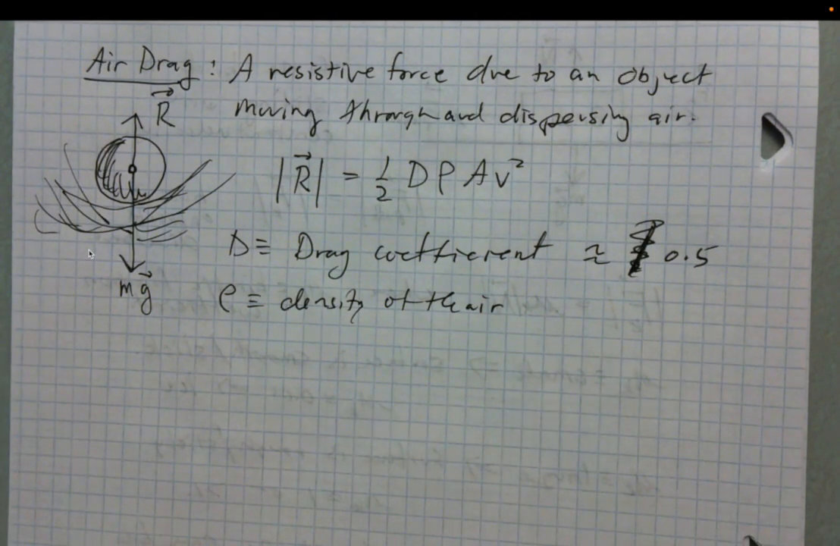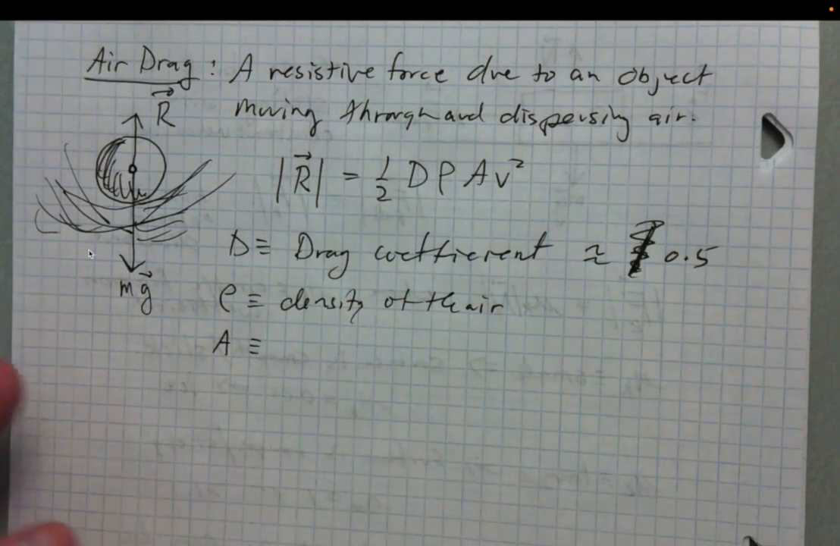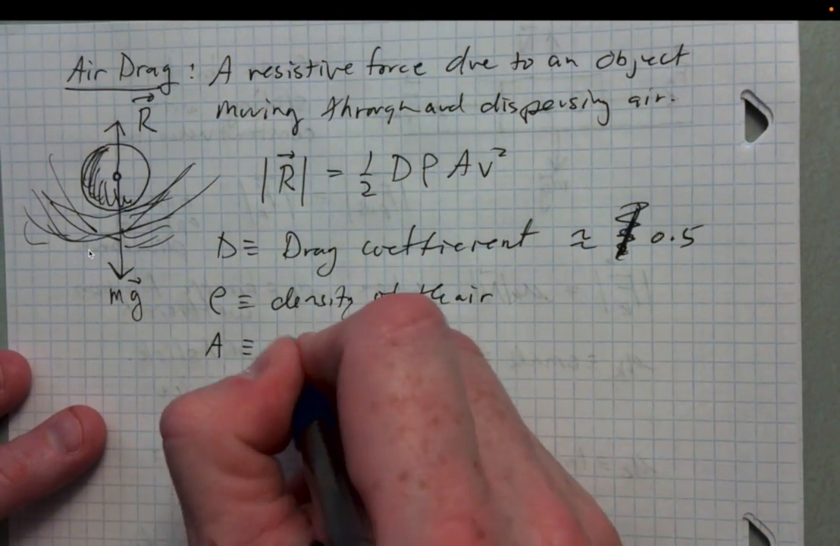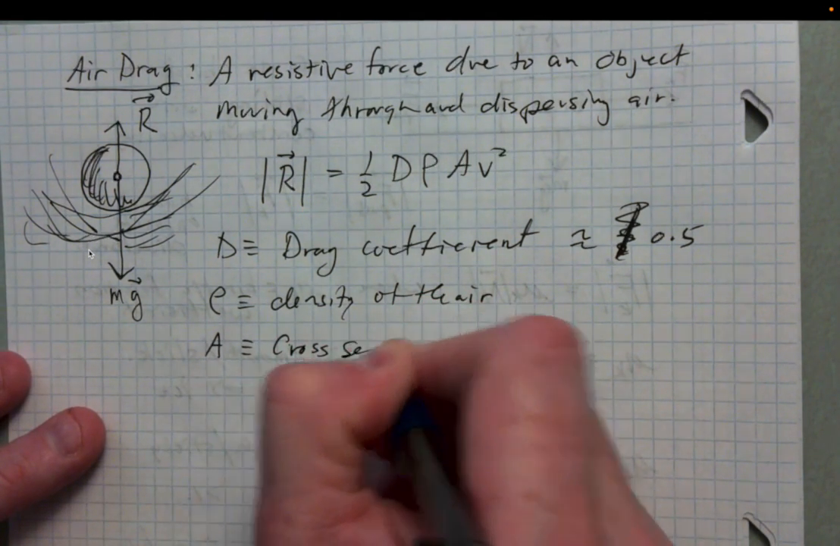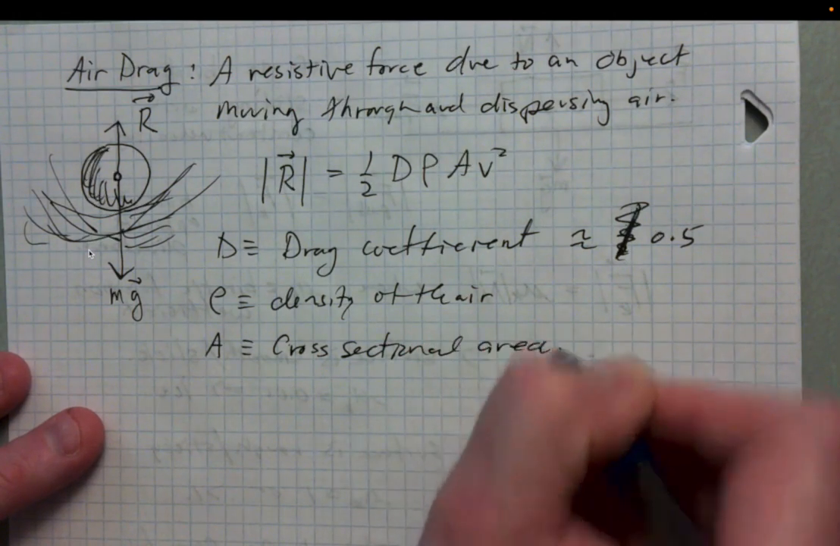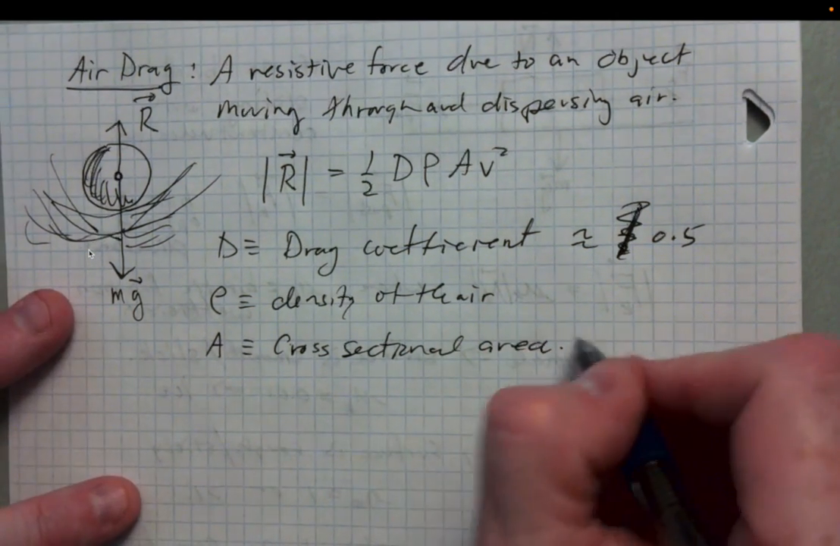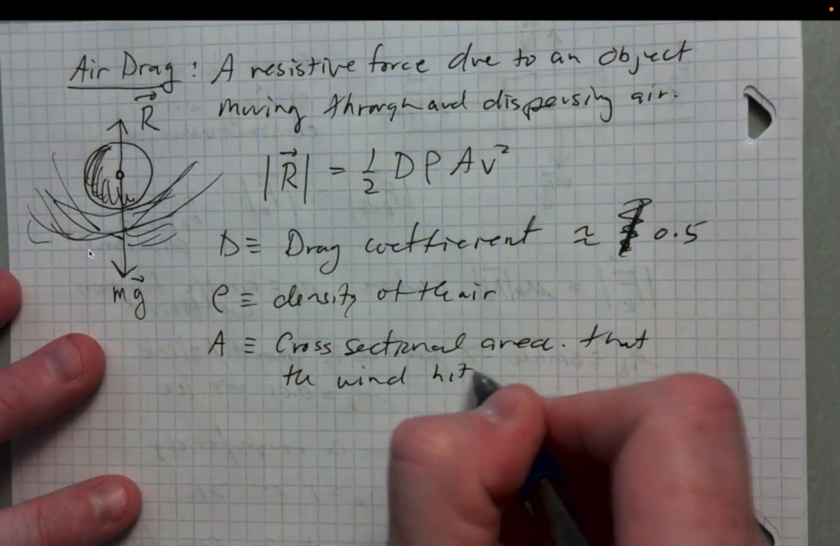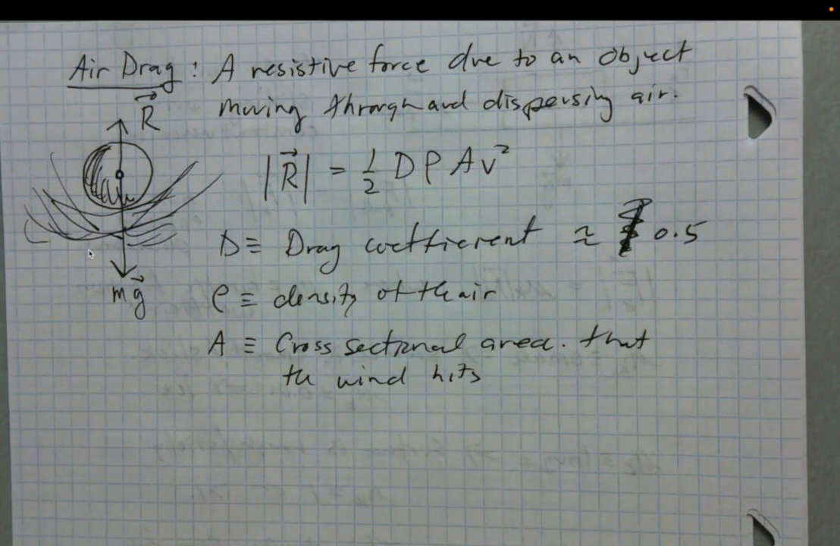So, how thick is the air? If you move up into the atmosphere, the density of the air gets smaller, and so air drag would naturally be less significant if the air is less dense. And then A, as usual, stands for area here, so this is the cross-sectional area, and specifically the area that the wind hits. So it's not surface area necessarily, it's the cross-sectional area.